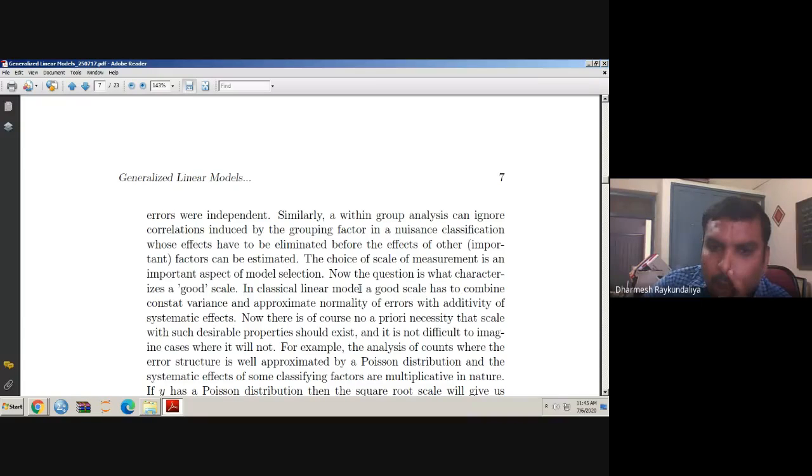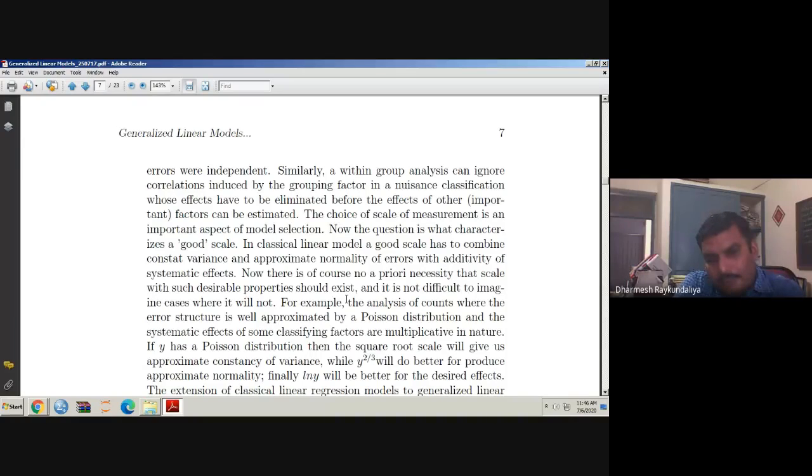Now there is of course no a priori necessity that a scale with such desirable properties should exist, and it is not difficult to imagine cases where it will not. So here you say that we should have an additive effect, but that is not always feasible. How? Let us understand this example. For example, the analysis of counts where the error structure is well approximated by the Poisson distribution, and the systematic effects of some classifying factors are multiplicative in nature.